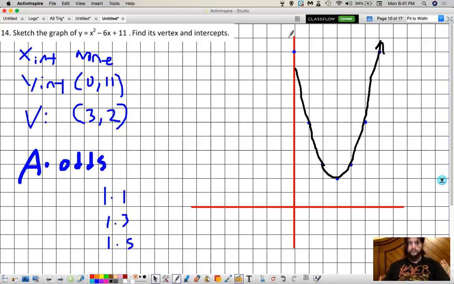And yes, I will provide you a graph on your final.